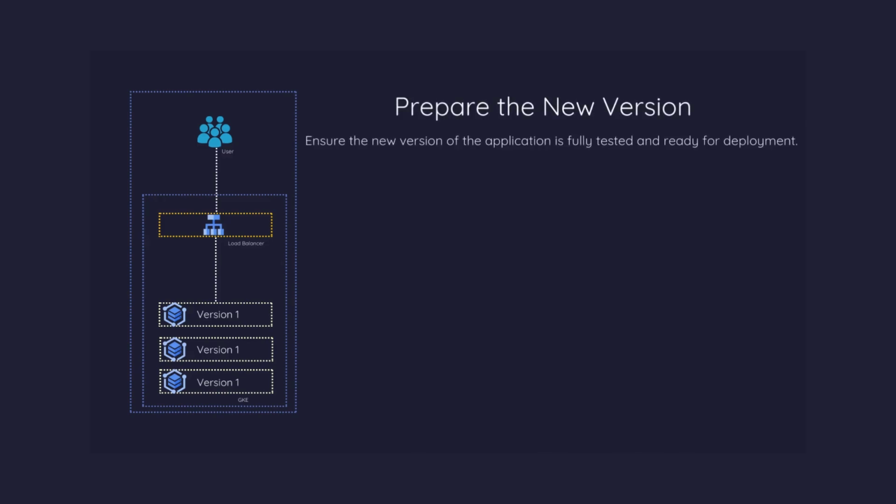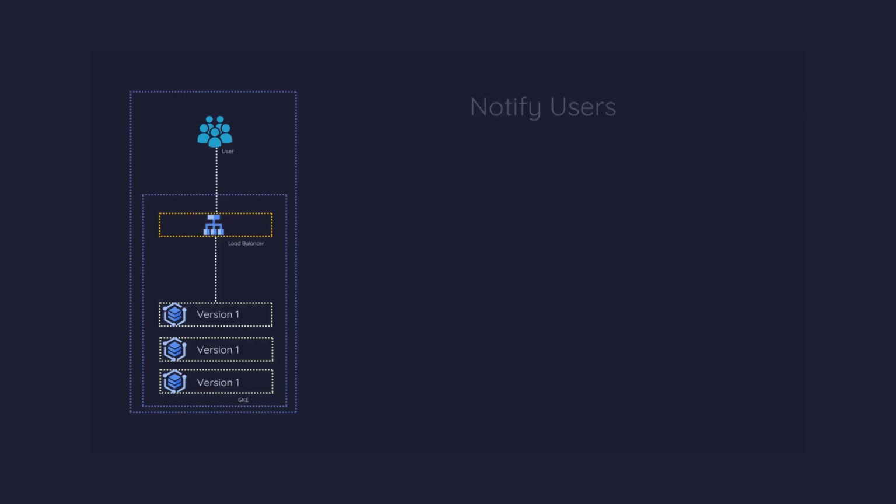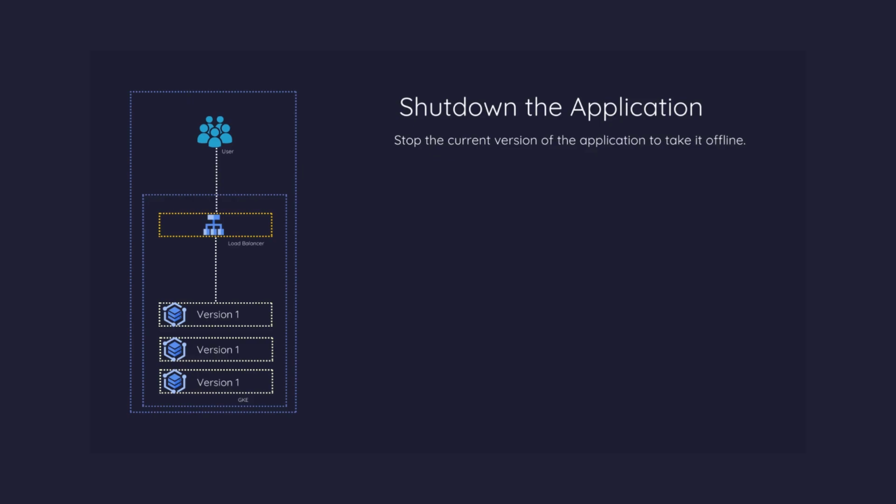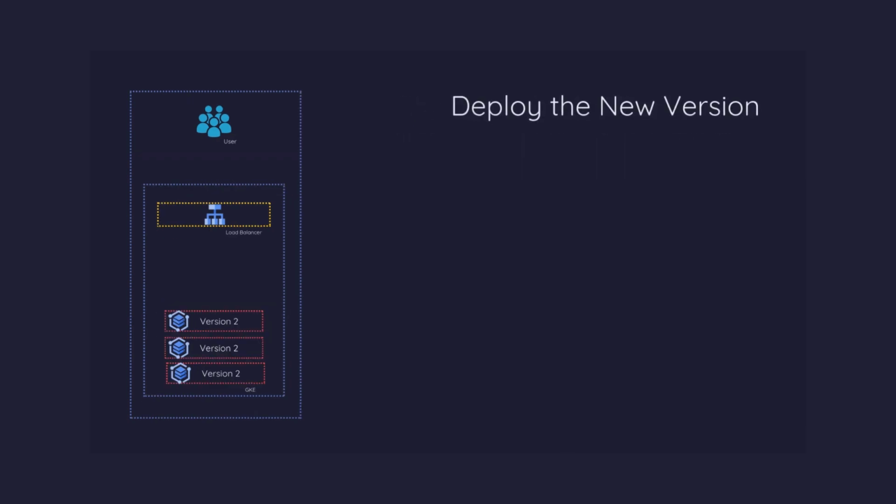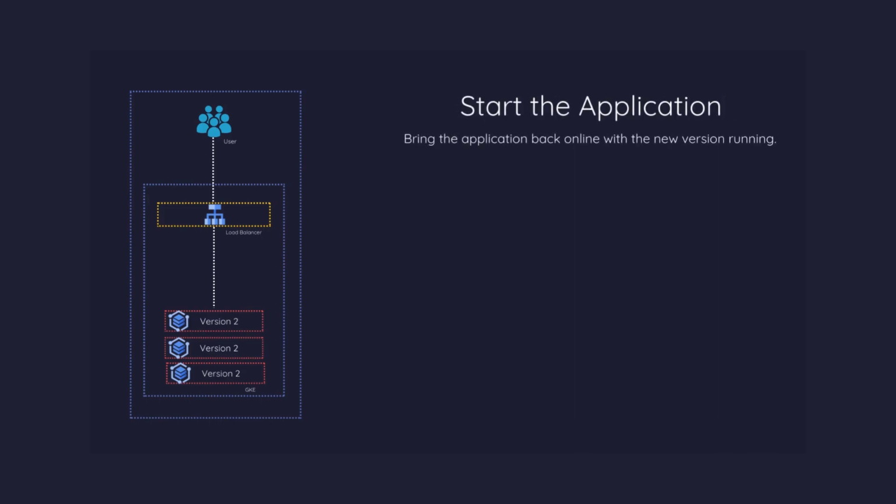Prepare the new version. Ensure the new version of the application is fully tested and ready for deployment. Notify users. Inform users about the planned downtime if necessary. Shut down the application. Stop the current version of the application to take it offline. Deploy the new version. Replace the old version with the new version in the environment. Start the application. Bring the application back online with the new version running. Verify deployment. Test the new version to ensure it's functioning correctly.